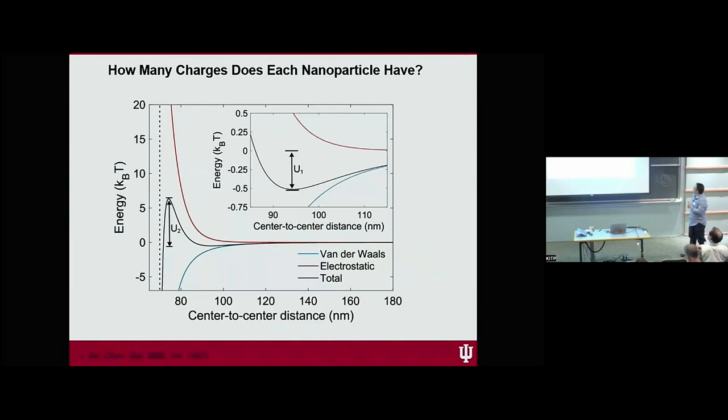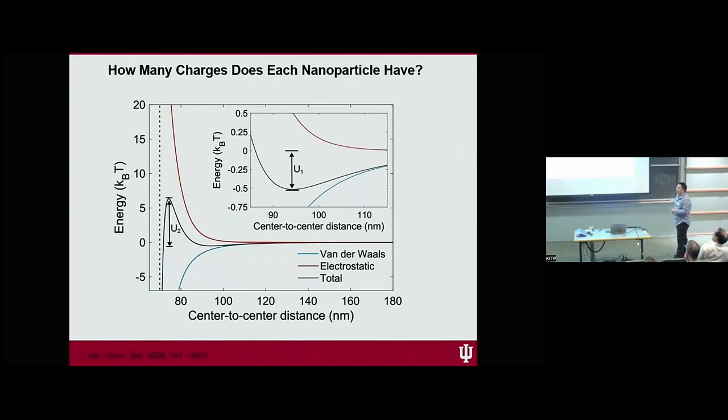Apparently, electrostatic charging plays an important role in the assembly behavior. And you may ask, how many charges does each particle carry under this type of conditions? That turned out to be a very difficult question because these are hermetically sealed cells, and we cannot directly measure or probe the number of charges that particles have. But because we can observe the crystallization behavior, we can do some quantitative analysis.